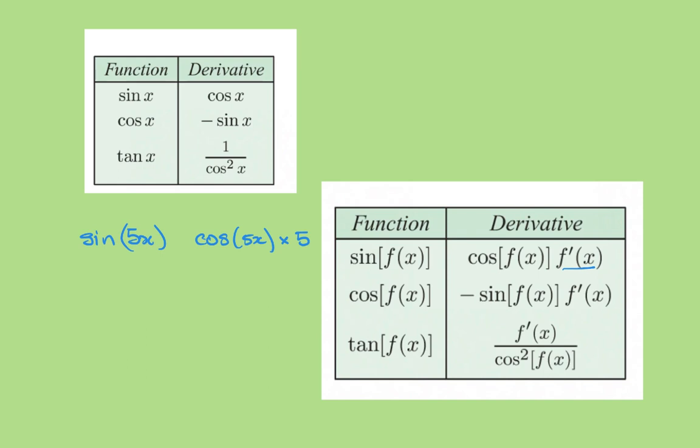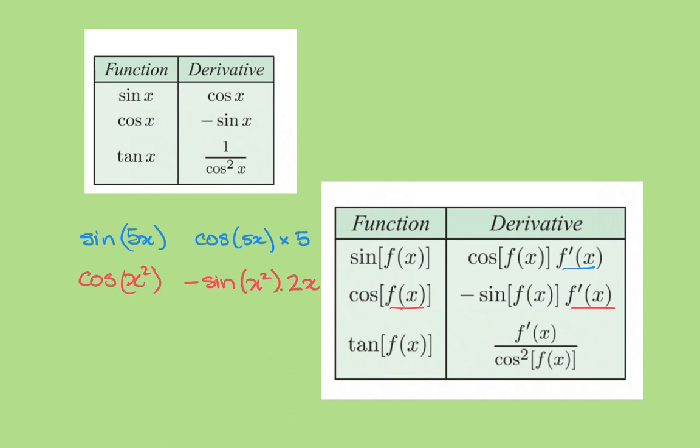What about cos of a function of x? So say we had cos of x squared. So we've got cos of a function of x. The derivative is negative sine function of x, so that doesn't change, but then we multiply it by the derivative of that function. So it's kind of like the chain rule.